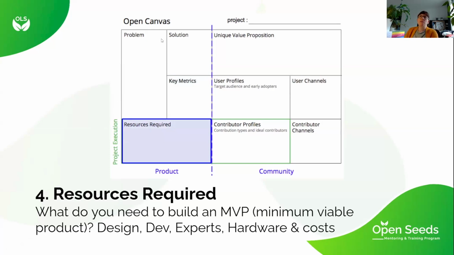Once you have a solution, how are you going to measure success? How are you going to do it? What do you need to build a minimal viable product, MVP? What do you need in terms of the design and the development? Do you need people to help you? Do you need tools and hardware? Do you need money to get materials or to support your own time? So what do you need? Think about all the resources, even if you have them already, the available or the unavailable, all of it.